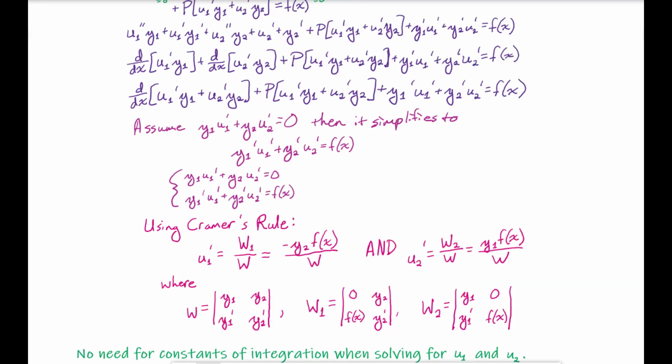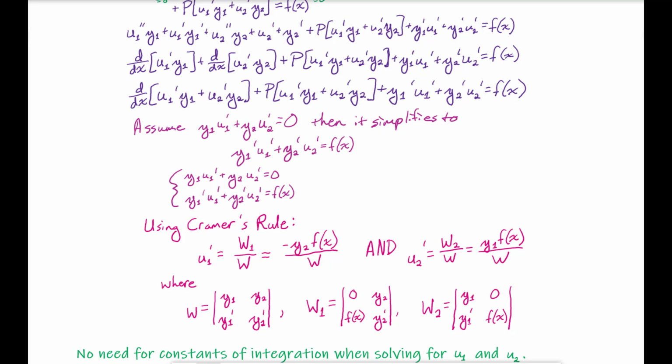And then since I'm taking the derivative of a sum and p times the same sum, if I make an assumption that that sum actually equals 0, it simplifies this a huge amount. It actually makes it y1 prime u1 prime plus y2 prime u2 prime equals f of x. So that's an equation, and actually that assumption is also an equation. So I have a system of two equations now, namely in u1 prime and u2 prime.